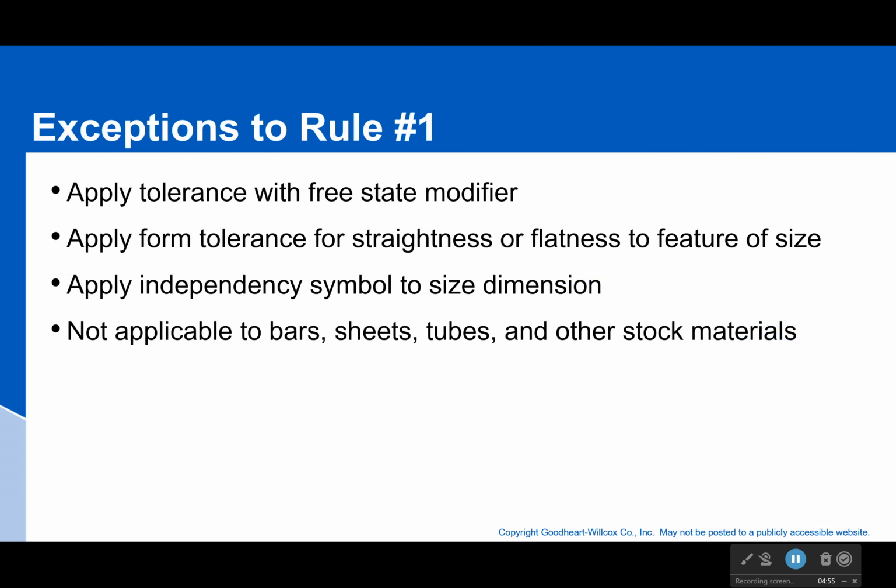Now, there are exceptions to rule number 1. One, if I apply a tolerance with the free state modifier. Two, if I apply a form tolerance for straightness or flatness to a feature of size, I can specify that there is additional tolerance beyond my max material condition. Three, if I apply the independency symbol, then it says that I don't really want perfect form at my max material condition. I just want to make sure that the size tolerances are okay. And also, it's just not applicable at all to bars, sheets, tubes, and other stock materials.